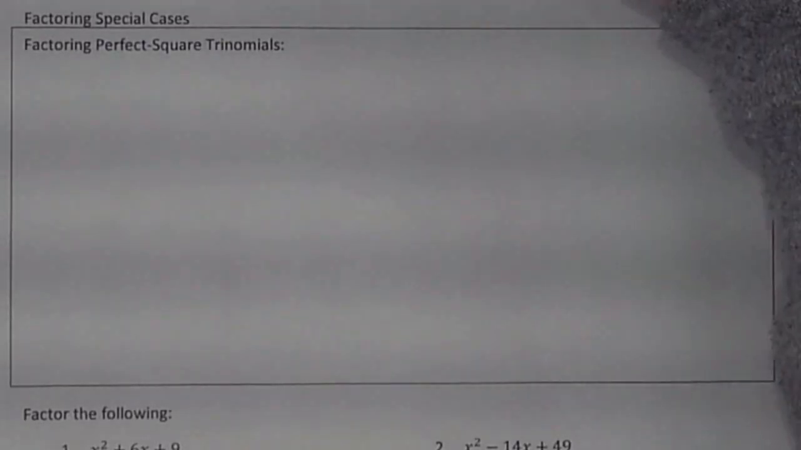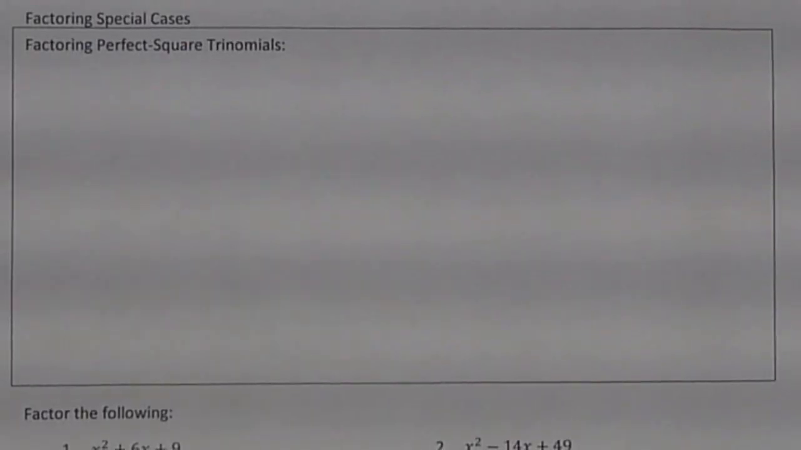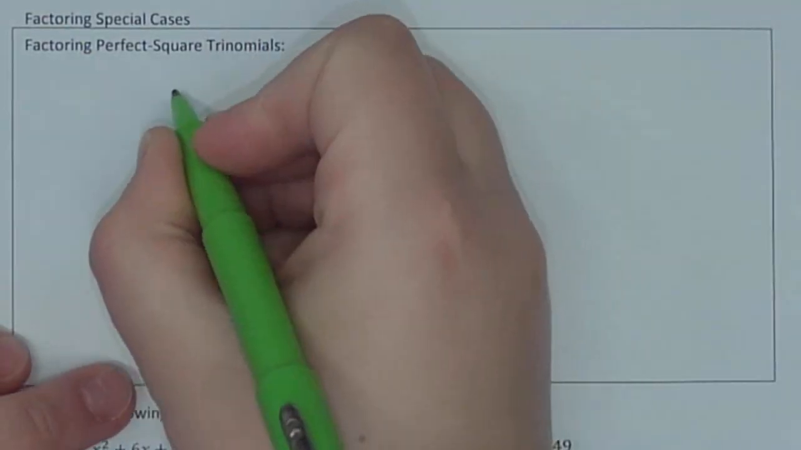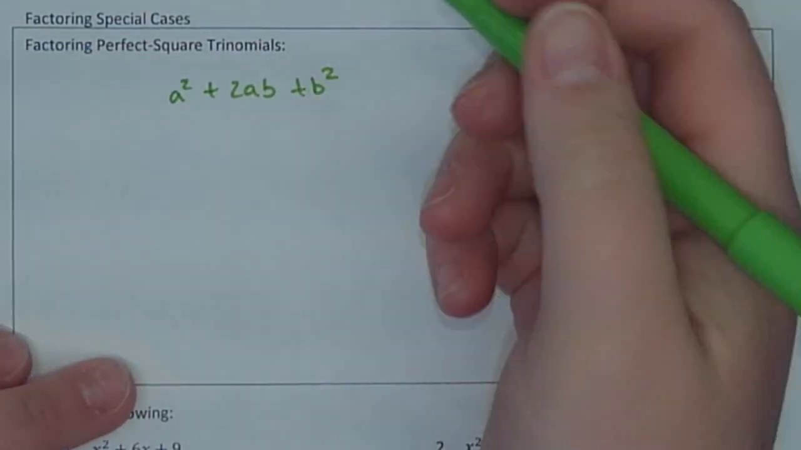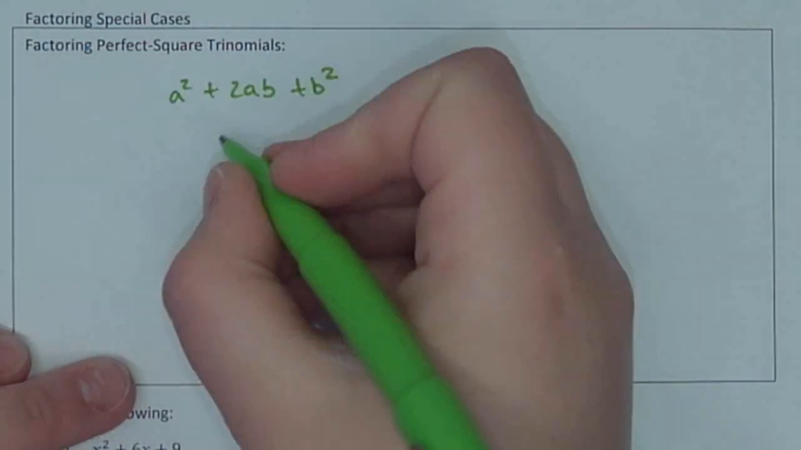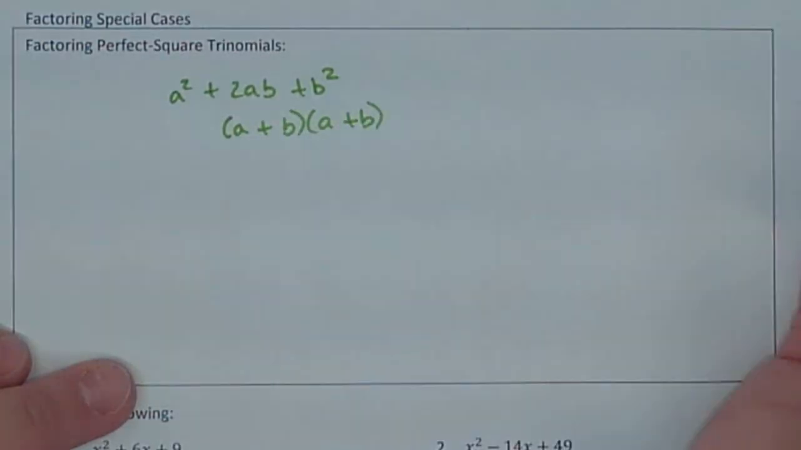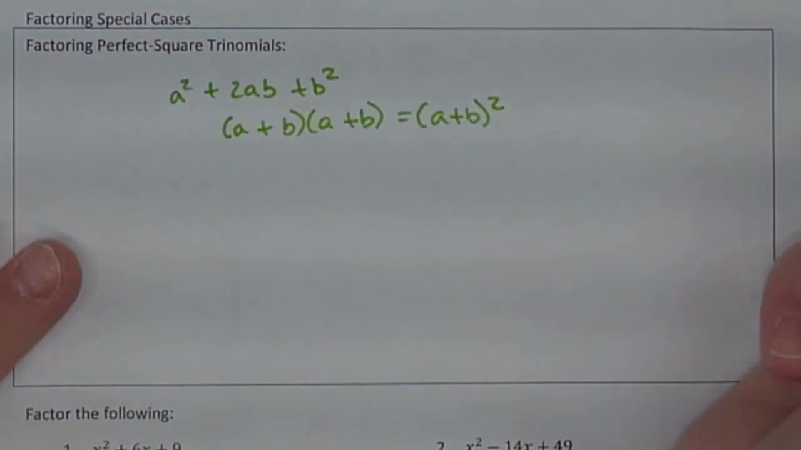Good morning. Today we're looking at factoring some special cases of trinomials, starting with our perfect square trinomials. In our perfect square trinomials, we have trinomials in the form of a squared plus 2ab plus b squared, meaning both the first and last term you can take the square root of, and then they would factor into two parentheses like this, or since they're both the same, we can write it as a plus b squared.